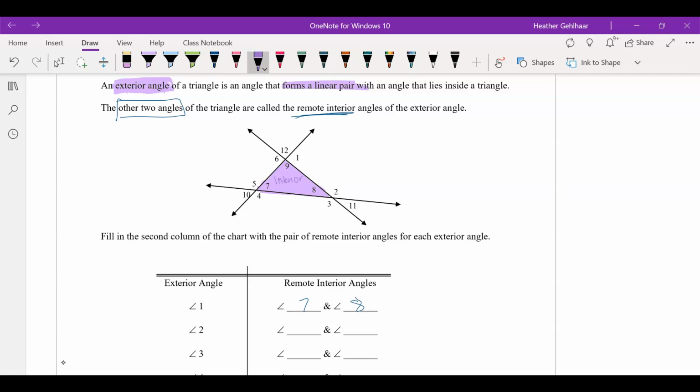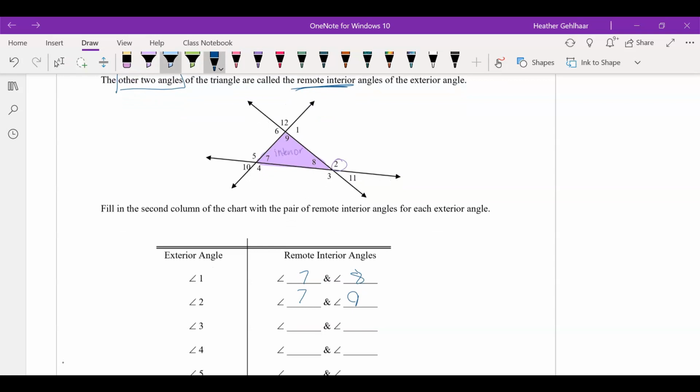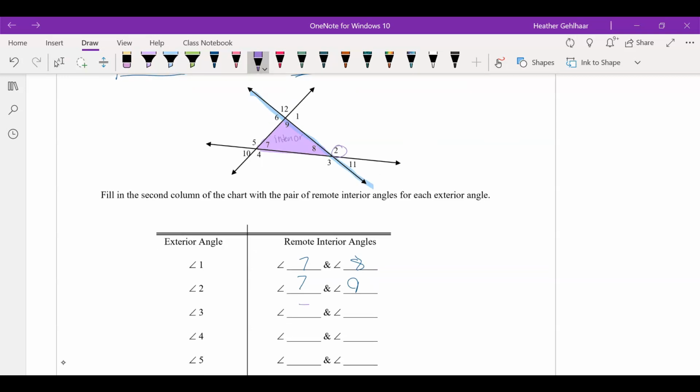All right, next we have angle 2. So taking a look at angle 2. Oh my goodness, I keep deleting everything. So angle 2 here, this is the line. So then angle 8 and 2 are a linear pair. Since we know those two are a linear pair, the other two angles are going to be the remote interior. So we have 7 and 9. And then angle 3 here, the line we have here is going this way. So then the linear pair is going to be 3 and 8. So then the other angles are 7 and 9.